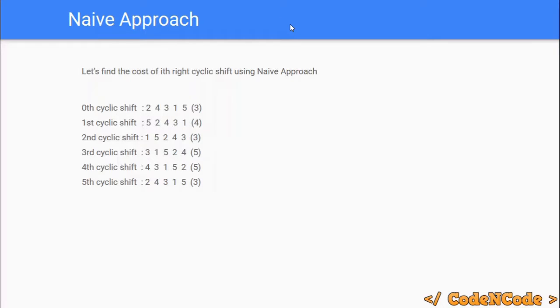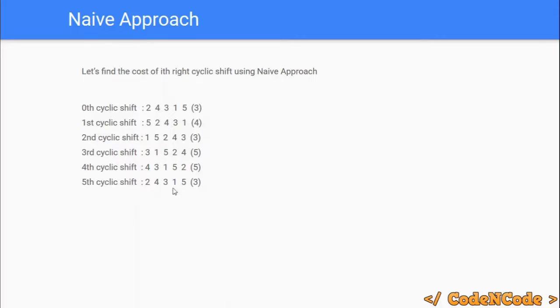So this, as you can see, a 0 cyclic shift means the original array. Now the cost is 3 because 3 elements 2, 4 and 1 are not on their corresponding positions, so the cost is 3. Here cost is 4 after the first cyclic shift. Here cost is 3, again 5, 5 and 3. These are the costs and these are the ith cyclic shift.